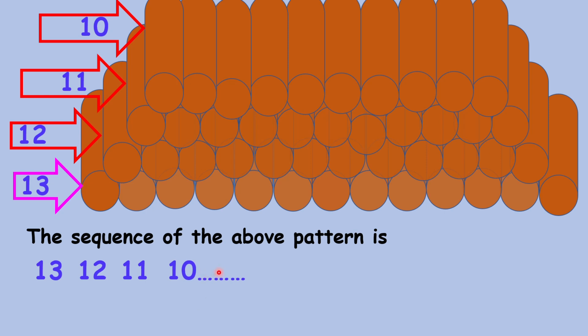To find the next number, we have to subtract 1 from its previous number, and this pattern occurs in this arrangement of logs. What is next to 10? That means we have to subtract 1 from this 10, we will get 9.